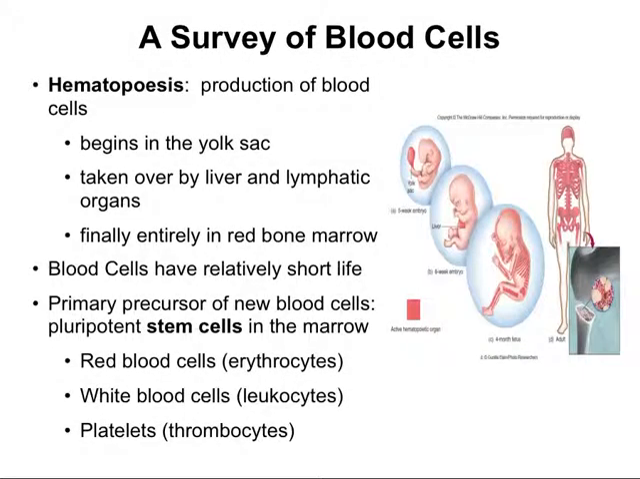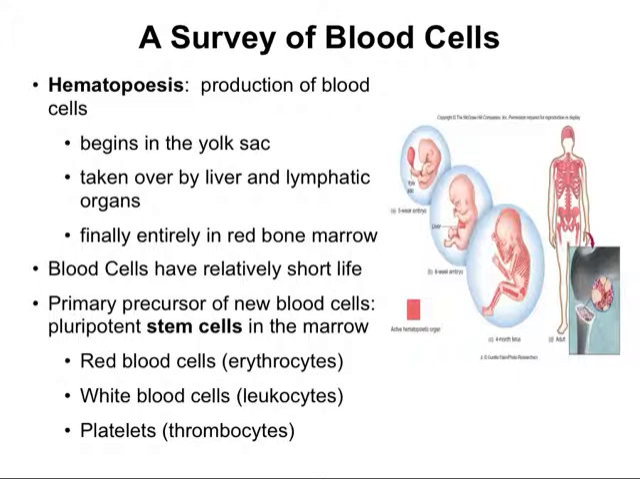Now we're going to venture into examining the various types of blood cells, red blood cells and white blood cells and all the different subtypes. The reason that we're going to do this is so that you can understand all of the players in the second and third lines of defense.